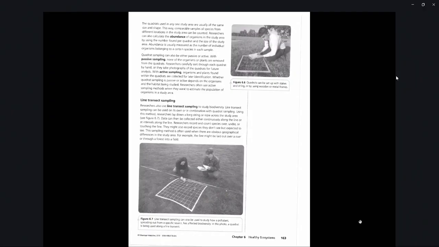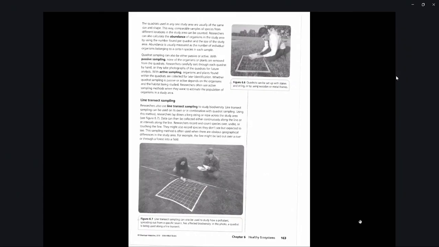Okay, there's also something called line transect sampling, and that's shown at the bottom of page 163 in figure 6.7. It's another method that can be used to study biodiversity. And you can see in the picture, it explains it right there. You use a long string, a rope that goes across the study area. And then you can collect data along the line.